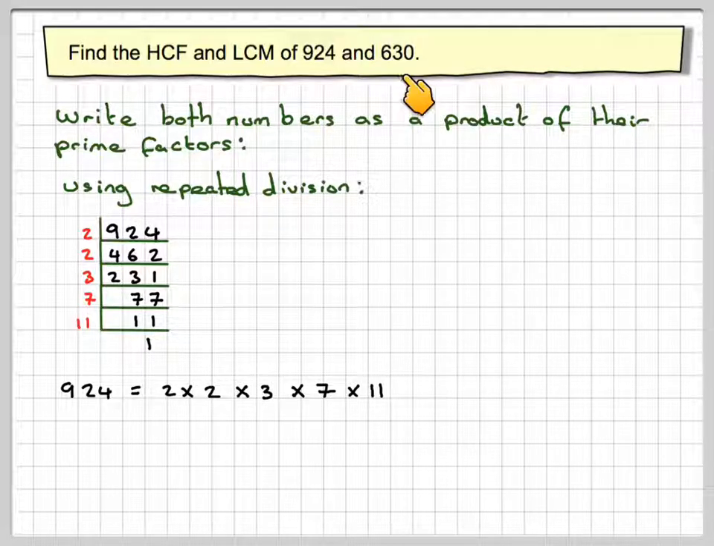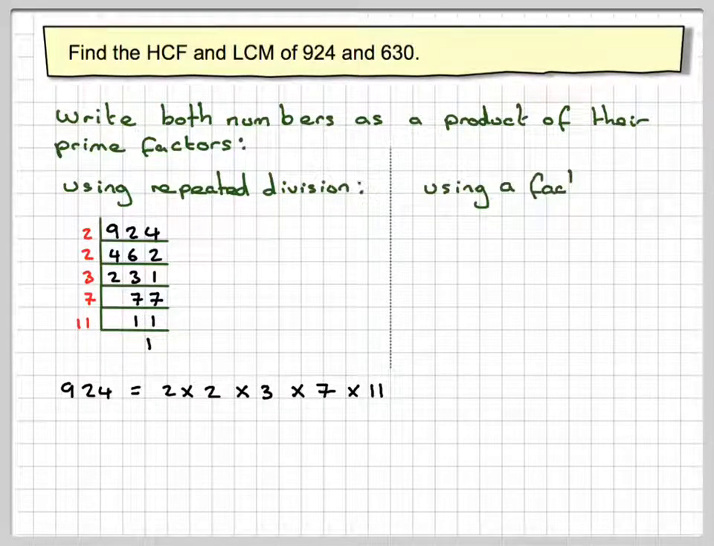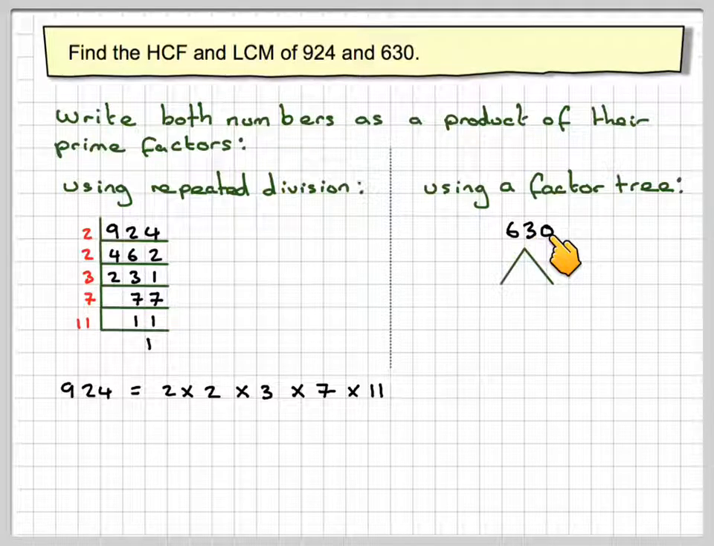Right, 630 we'll put in its product of prime factors using the factor tree method. So write down 630, two arms. Look to see what is the lowest prime number that goes into that, and that's 2. And if you divide that by 2, you're going to get 315.